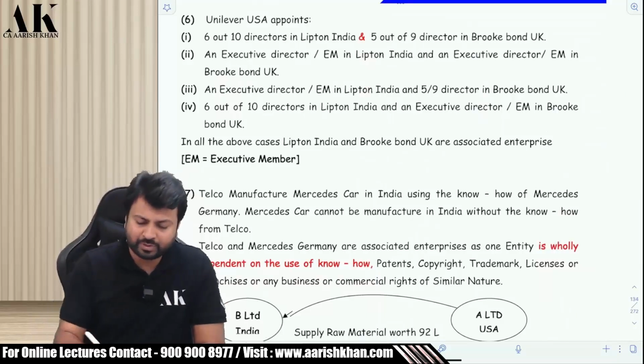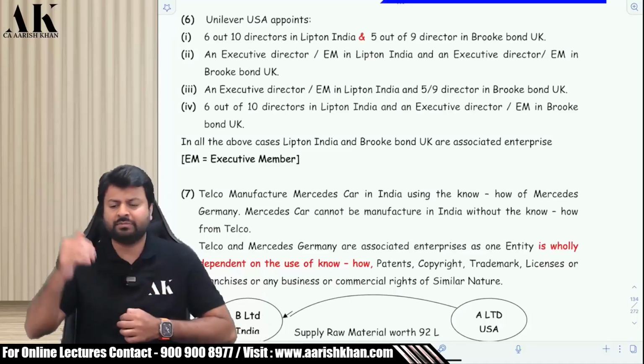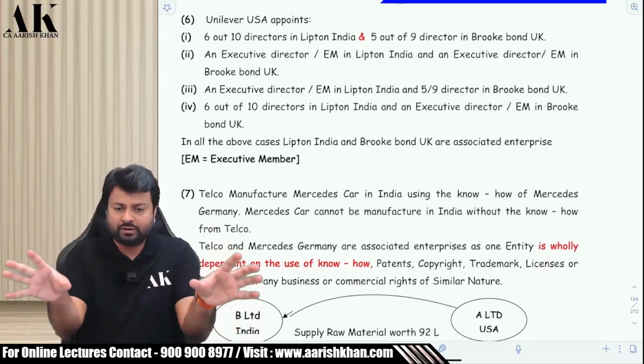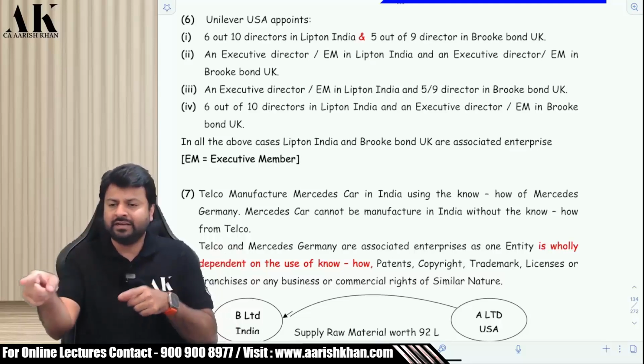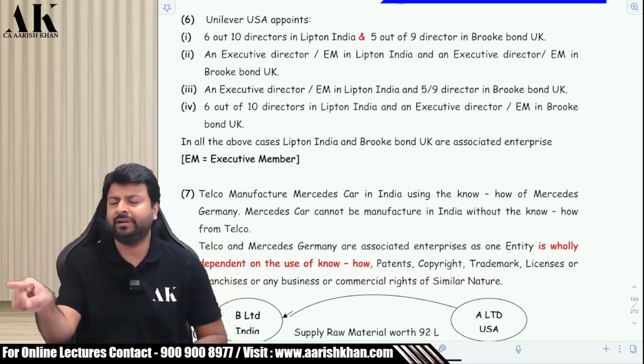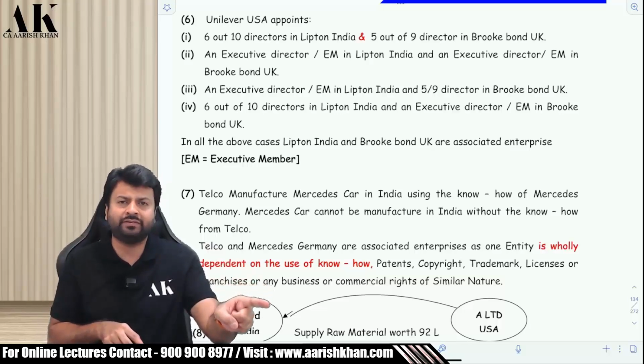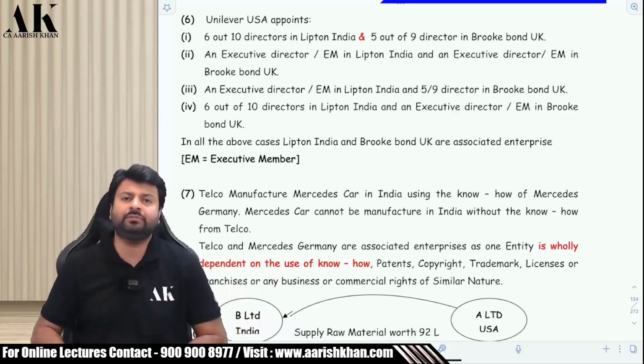Okay, let's come to point number 6 now. Point number 6 is a continuation of point number 5 only. Suppose I am one company, A Limited, and in front of me there is B Limited and C Limited. If, for example, I appoint more than half of the directors of B Limited and also more than half of the directors of C Limited, then B and C are deemed to be associated.